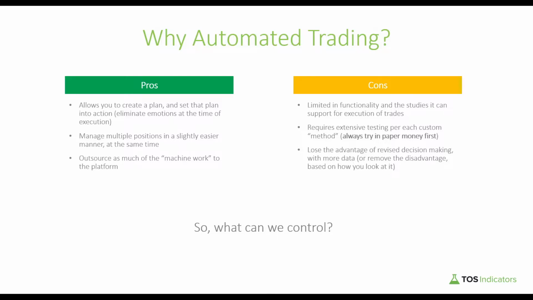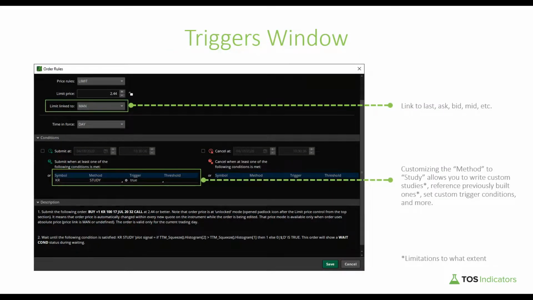So that then leads us to the question, well, what can we actually control? What can we tweak? And how far can we take this automated trading functionality in ThinkOrSwim? Well, that then takes us to this automated trading triggers window, and I'll show you how to get there in just a second. But let's first focus on what this screen offers us in terms of information that we can tweak and change ourselves. So starting from the top, we have our price rules.